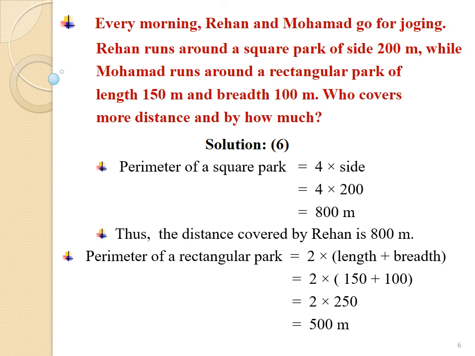Students, since 800 is greater than 500, we can say that Rehan covers more distance than Muhammad by 300 meters.